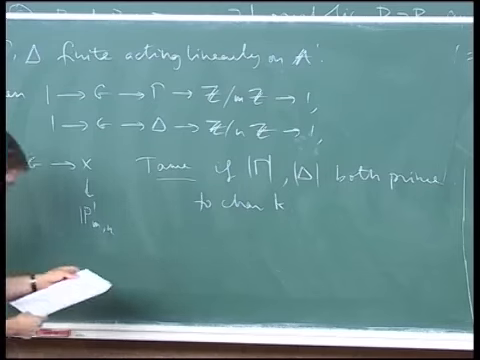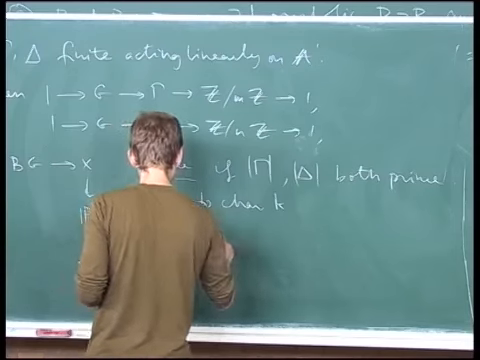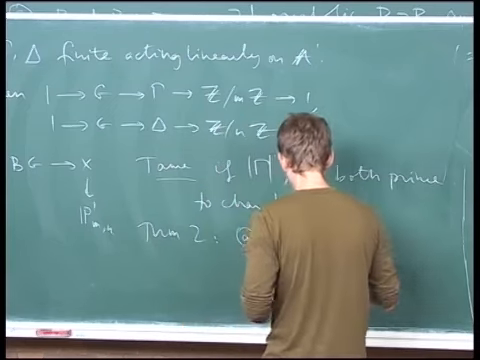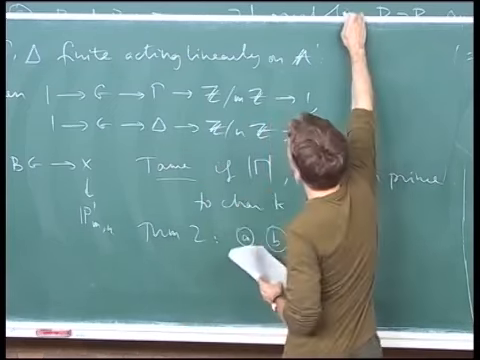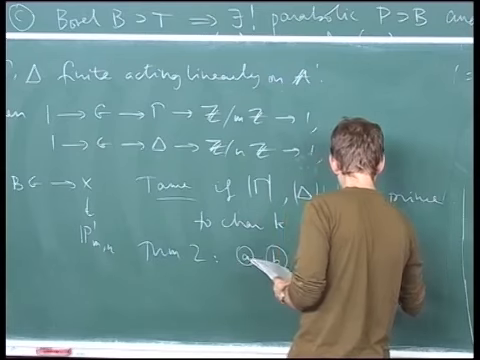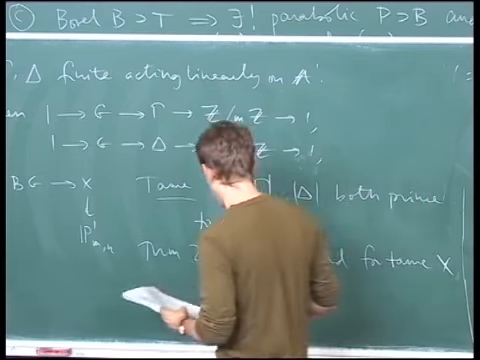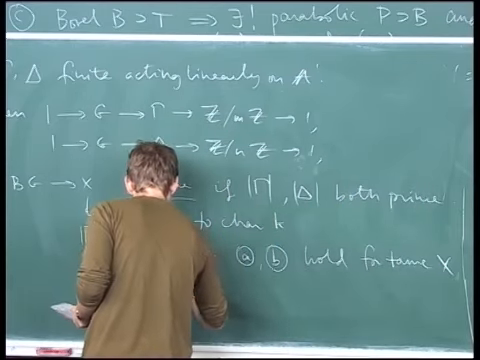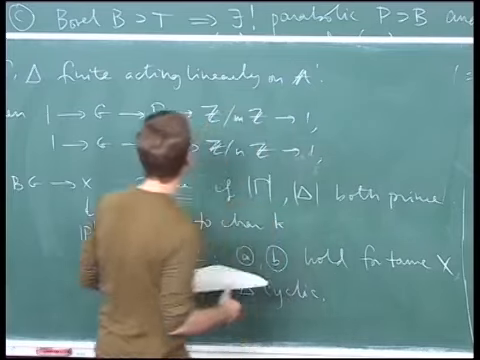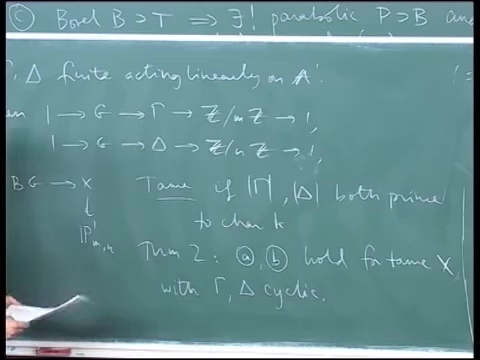Theorem 2 says that the Grothendieck results, A through D, still hold for tame abelian gerbes, provided, and this turns out really to be necessary, that gamma and delta are themselves cyclic groups. So these extensions are just the most obvious extensions of cyclic groups by other cyclic groups. Otherwise, it's just false.